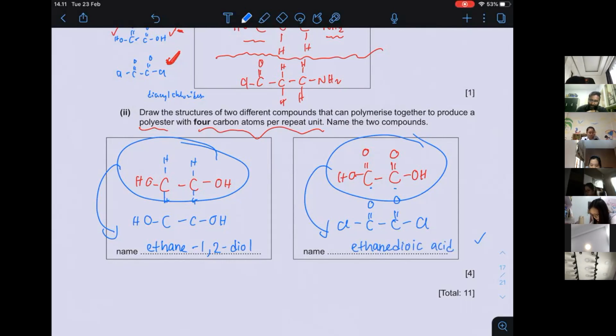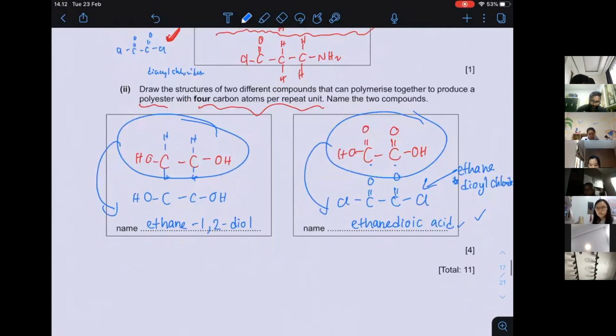If I choose this one, what is going to be its name? This one is going to be ethanedioyl chloride. That's why it's a bit difficult. I think it's better to use ethanedioic acid. It is inside your textbook also.